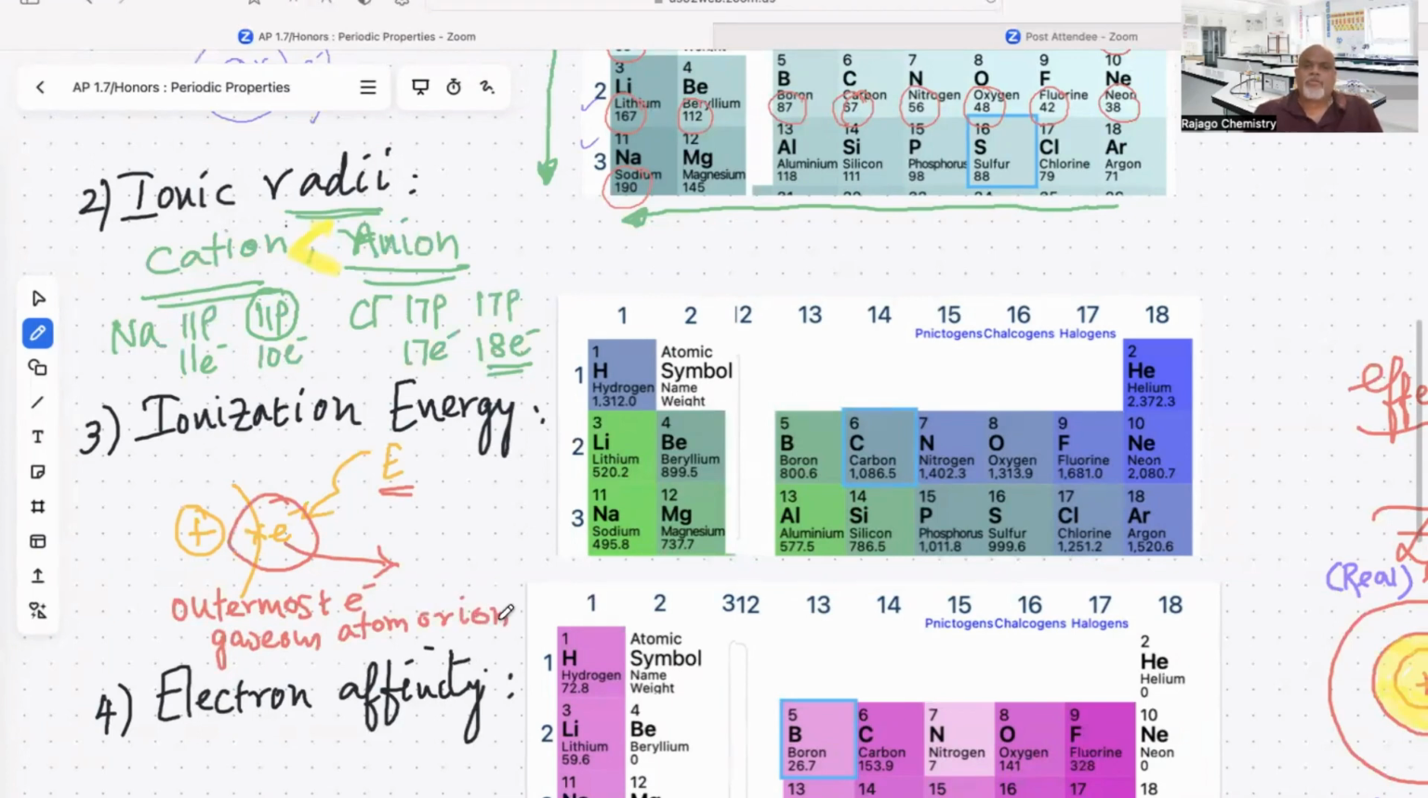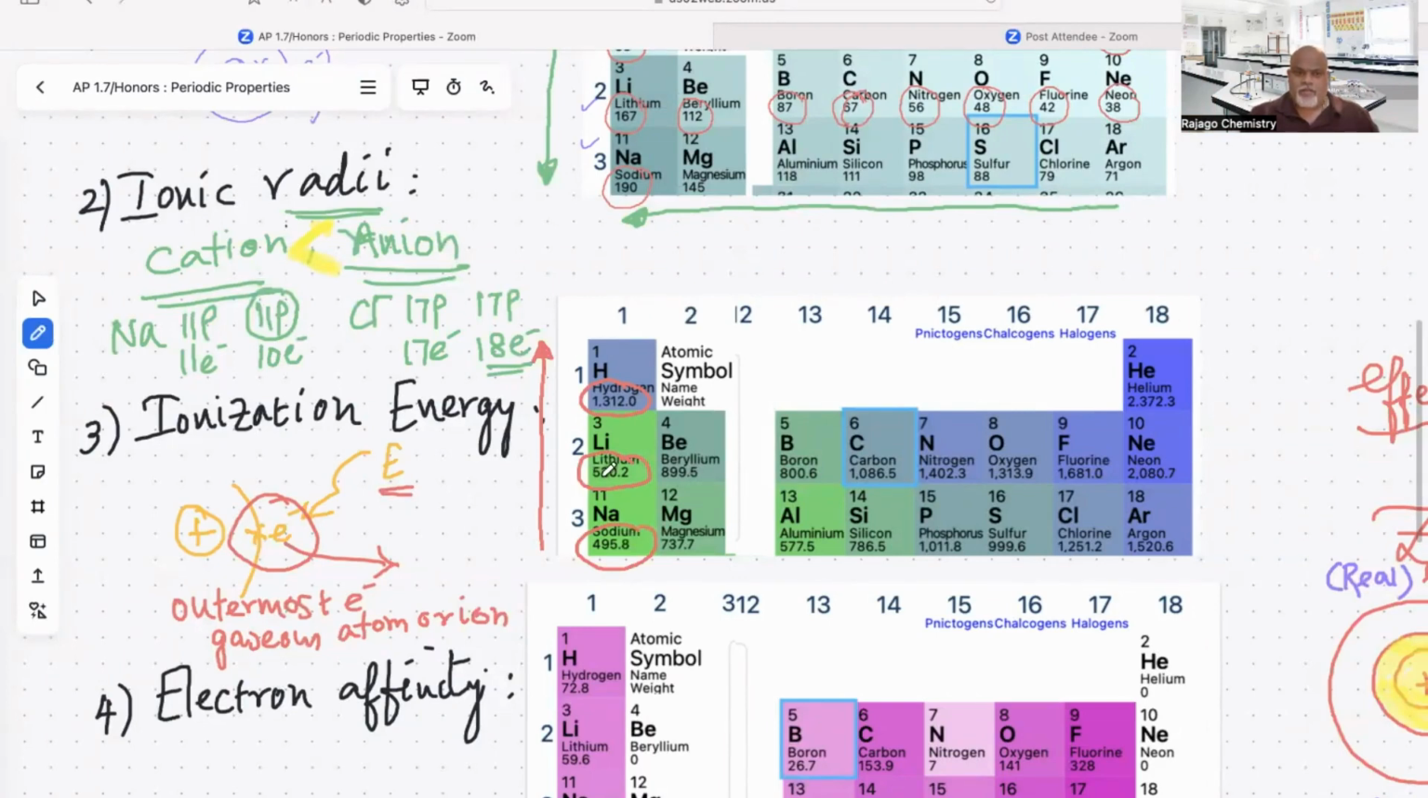When you look at the values for the outermost electron, you look at 1312, 520, 495. You see that the reason why this is decreasing is because the shell has already become bigger. Then it is easier. The nucleus is more inner, and then the electrons can be easily removed. It is higher at the top because the atoms are very small. Once it gets bigger and bigger, it is easy to take out the outermost electron.